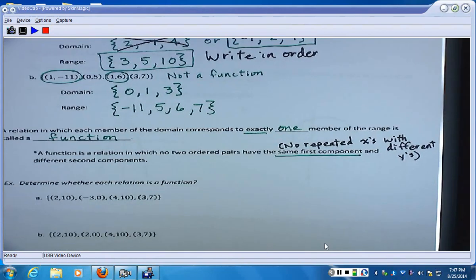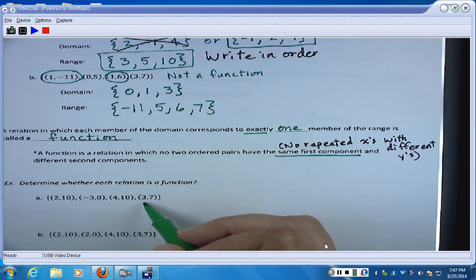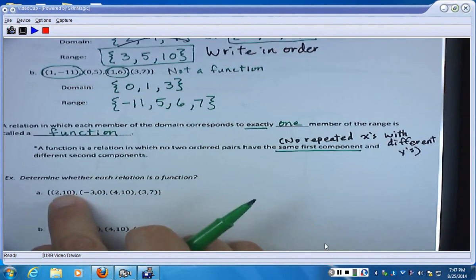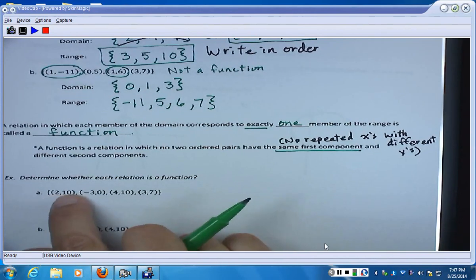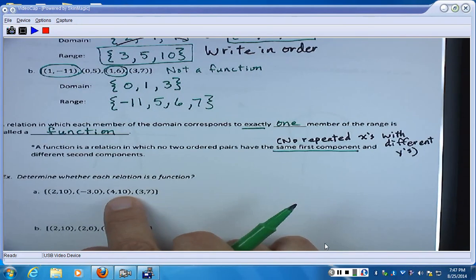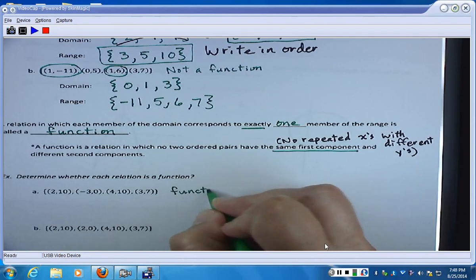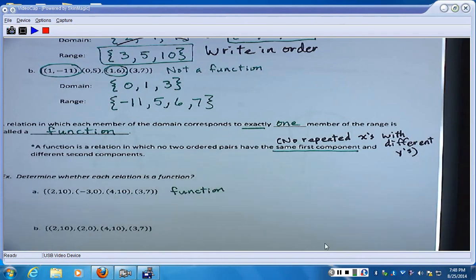So look for x repeated more than once with different y's. So are there any x's repeated here? No. So it doesn't matter that we have a 210 and a 410. That doesn't matter. It's still a function. So this is a function. We can have repeated y's with different x's. We just can't have the same x's with different y's.